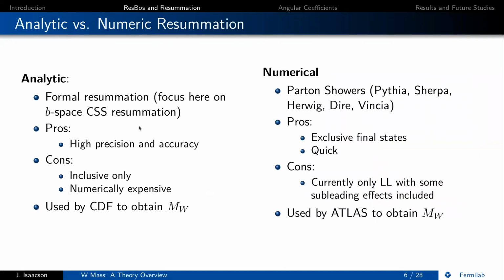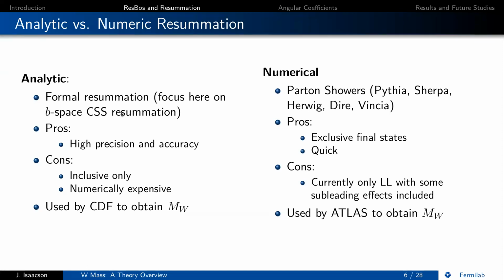I've been focusing so far on the analytic approach, but one of the key differences between what CDF did and what ATLAS did that I like to highlight is that CDF used an analytic resummation formalism, mainly the ResBos code. This is formal resummation. It's done in impact parameter space, or b space, and what they used was the Collins-Soper-Sterman resummation formalism. So that's going to be the main focus of this.